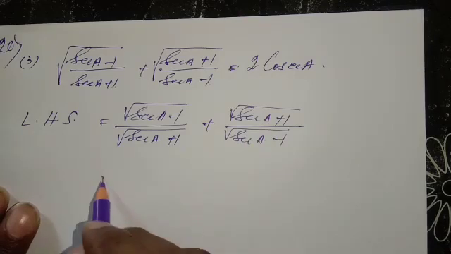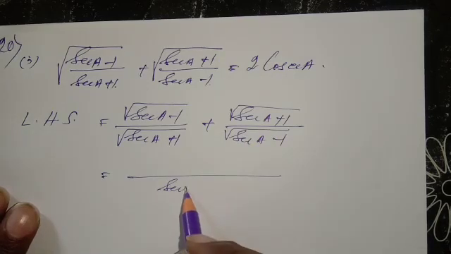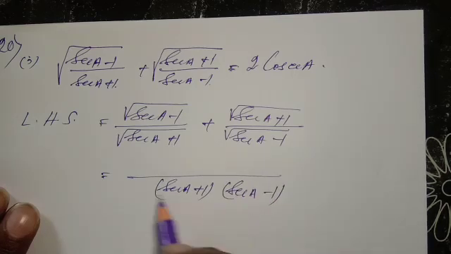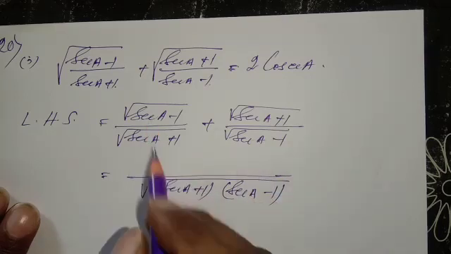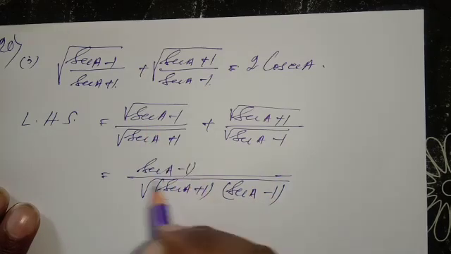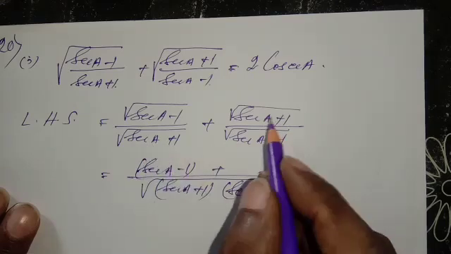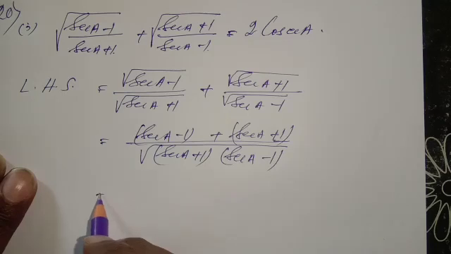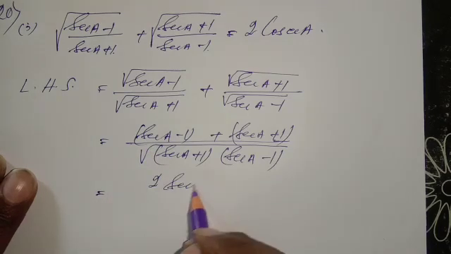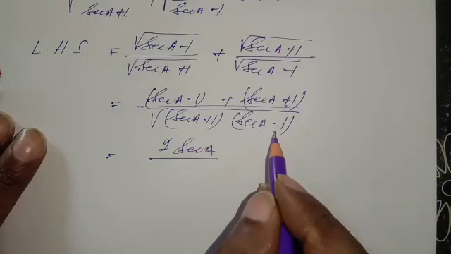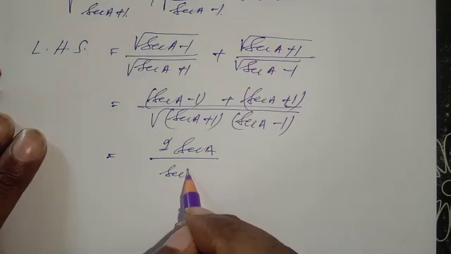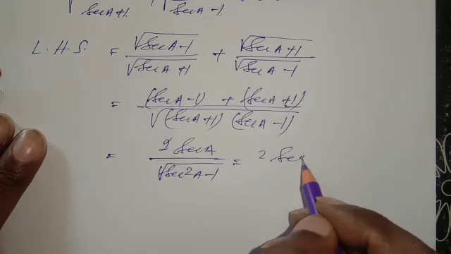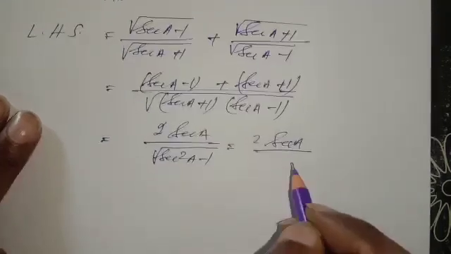Just take the LCM. The LCM will be root over sec a plus 1 into sec a minus 1. The numerator will be sec a minus 1 plus, if you multiply this one, sec a plus 1. Plus 1 minus 1 cancel out. Sec a plus sec a means 2 sec a. The denominator will be root over sec square a minus 1. As you know the formula, sec square a minus 1 is what?